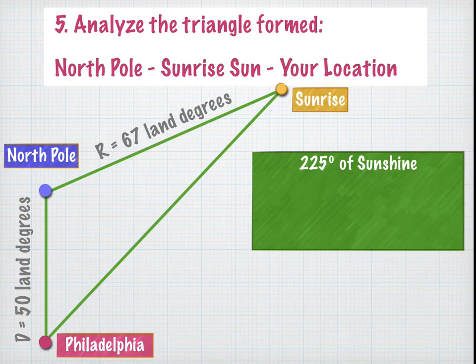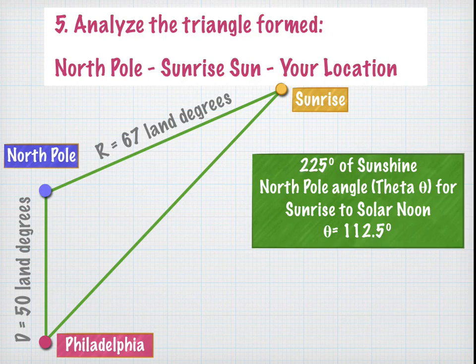And what's next? We're dealing with 225 degrees of sunshine in one day. Well, this sort of represents half a day, from the sunrise to, say, solar noon in Philadelphia. So we'll figure out the angle at the North Pole. The angle with the vertex at the North Pole will be half of 225, or 112.5. So theta is going to be 112.5. I'll write 113 degrees on my triangle.